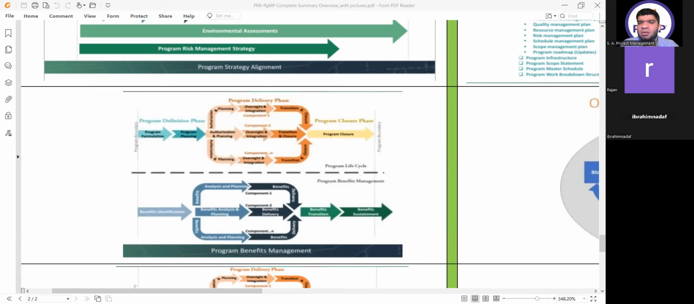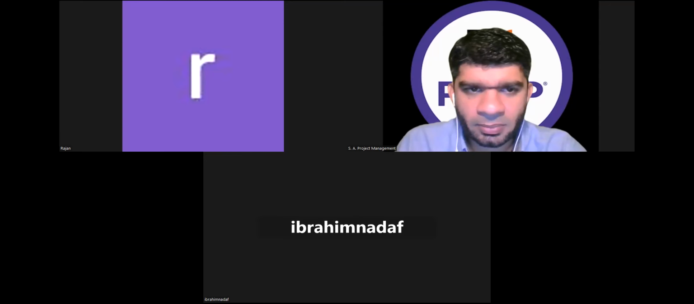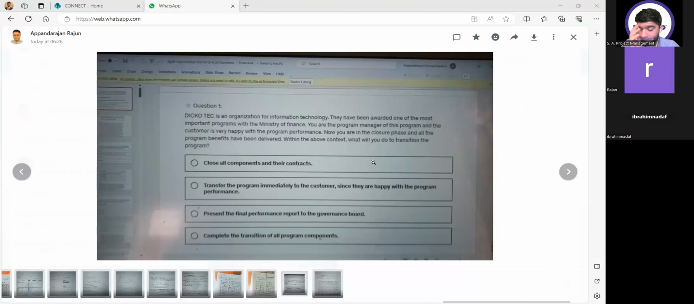He's not talking. One second. Can you go to that question? What I understood from that question is, he is saying whether it has met the condition, like all component transitions are completed or not. So the tone of this option D is complete the transition of all program components.